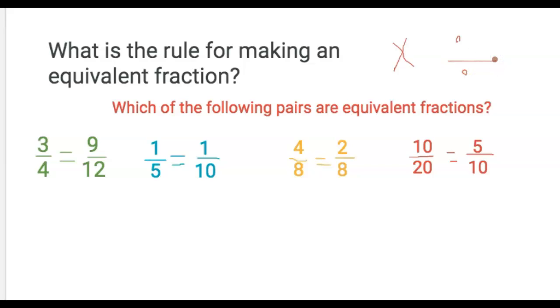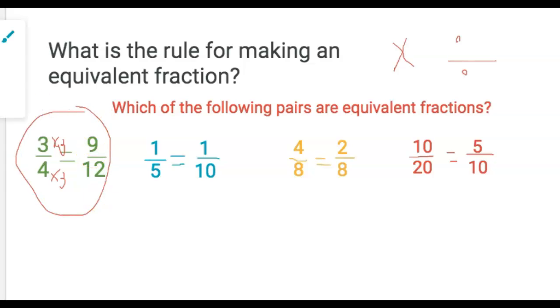Okay, so to make an equivalent fraction, I have to divide or multiply the top and the bottom by the same number. So which of the following pairs are equivalent fractions? Here's how we're going to figure it out. We're going to look at the bottom number and say 4 times what equals 12, because 12 is bigger than 4. So 4 times 3. If this fraction is an equivalent fraction, then if we multiply the 3 times 3, just like we did the 4, it should equal 9. And 3 times 3 does equal 9. So this is an equivalent fraction.